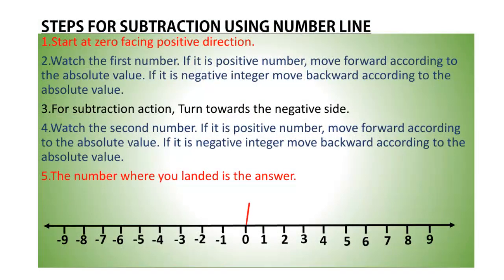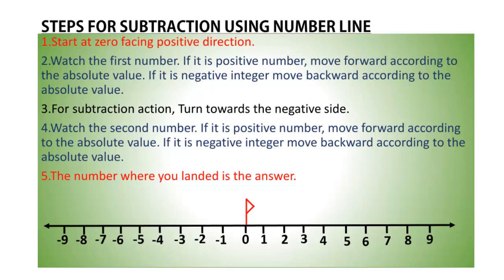Steps for subtraction using number line. The first step, start at 0 facing positive direction. The second step is watch the first number. If it is positive number, move forward according to the absolute value. If it is negative number, move backward according to the absolute value. Third step is for subtraction action, turn towards the negative side.